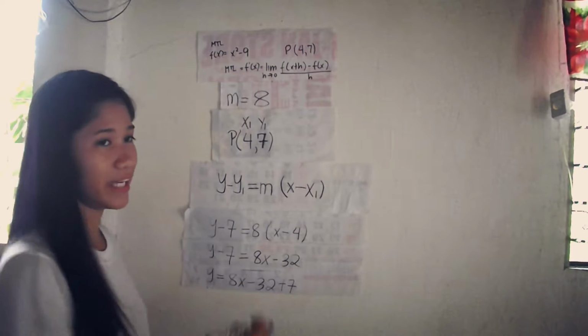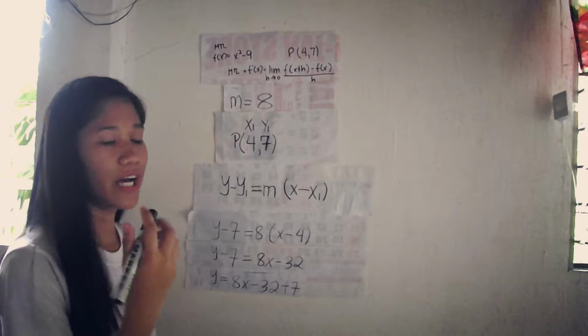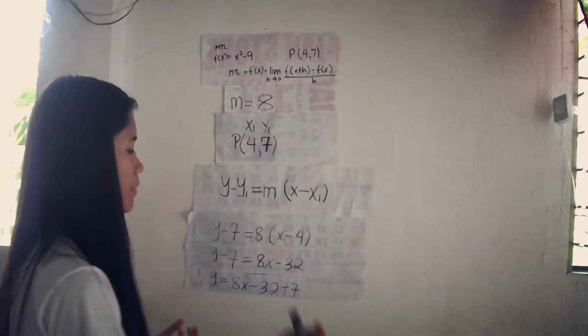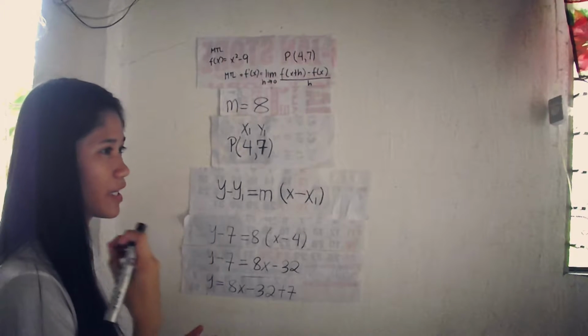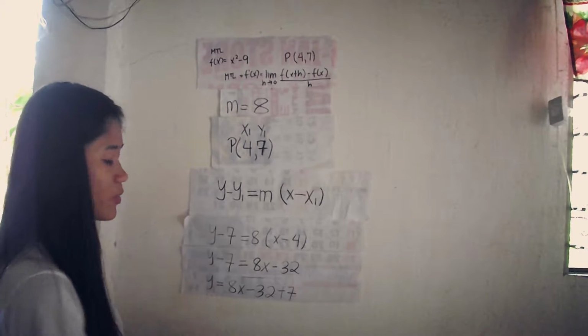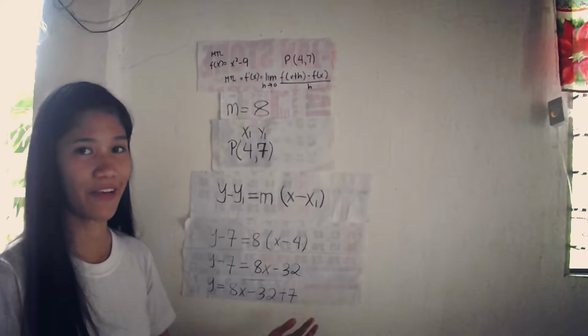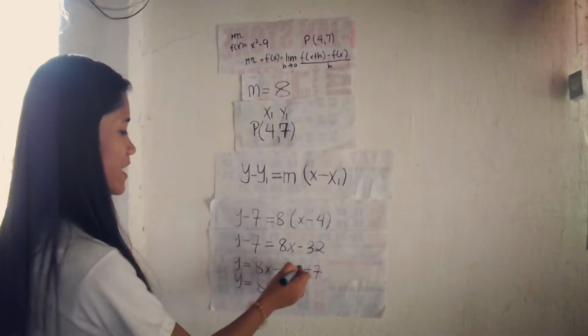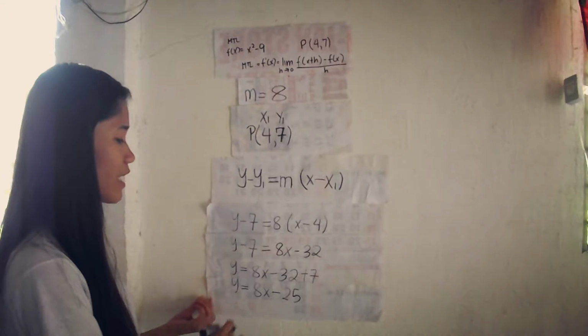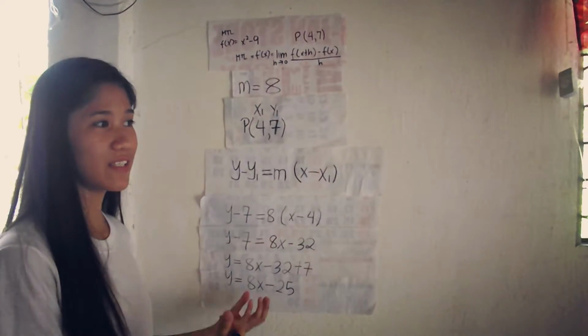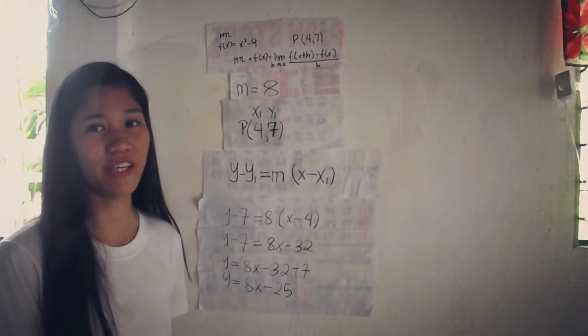We're going to apply the APE, or addition property of equality, by adding the 7 on both sides, where the answer will be y is equal to 8x minus 32 plus 7. By simplifying this, we're going to get this answer of y equals 8x minus 25. This is the equation of our tangent line.